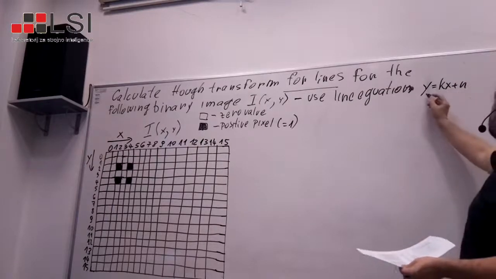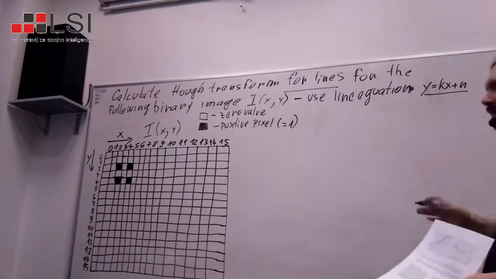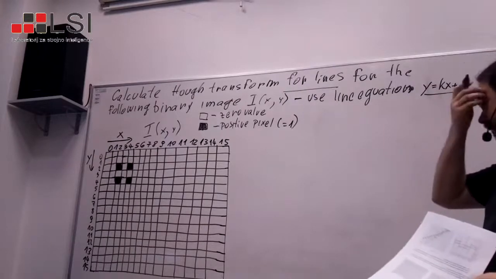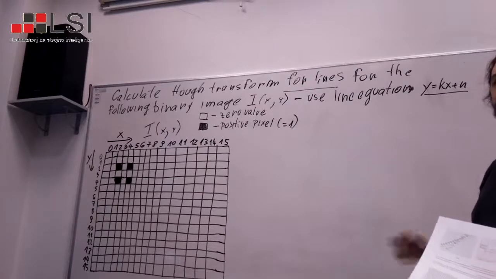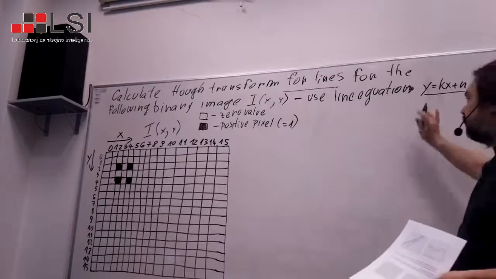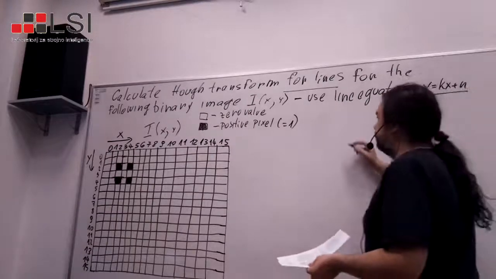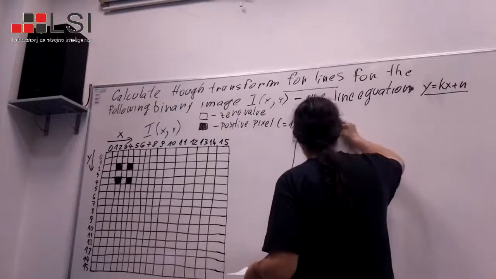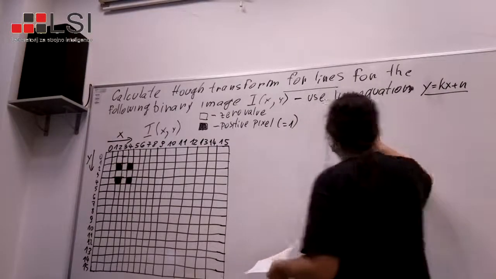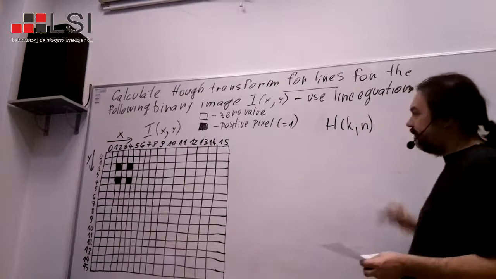Okay, so this equation, you will use this equation, the simple form. I won't give you the rho theta form. We don't do this on the paper. We actually didn't do it in the labs as well. So now our Hough accumulator, and this is also something that you get. So now the Hough space accumulator will of course have coordinates k and n.